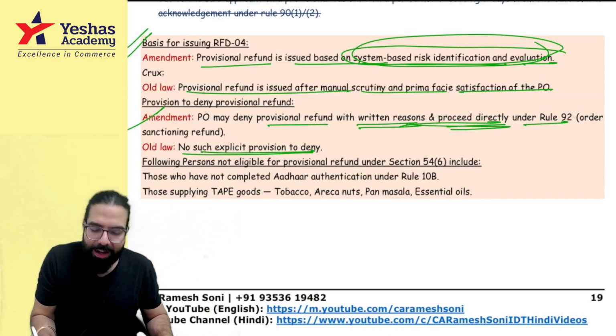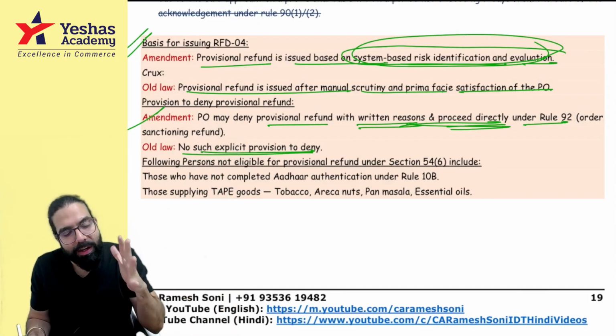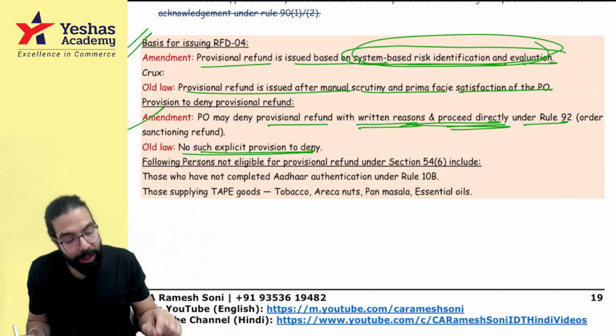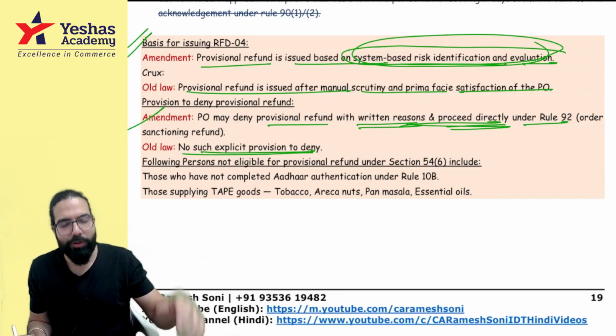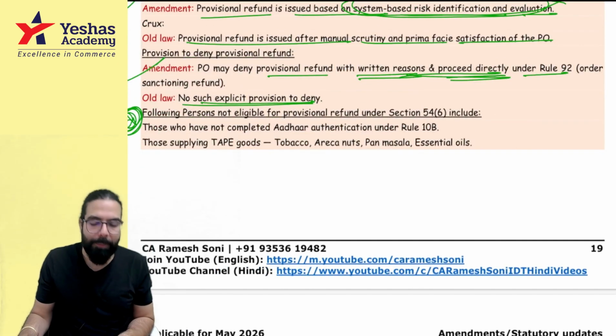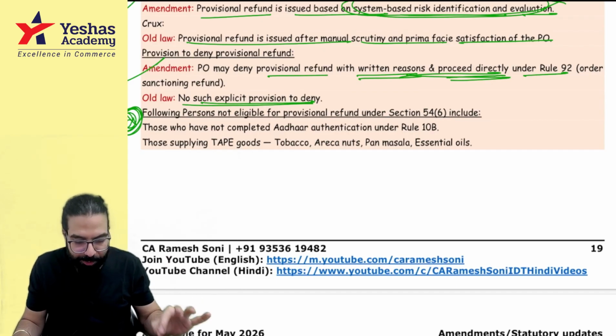Now, for denial, if the officer wants to deny and say, we will give you final refund only, will not give any 90% provisionally and all. If the officer wants, the officer can write down the reason why I am not giving provisional refund and reject. Go, get lost. Okay. Next. This, I believe, can be important from your exam point of view. Who will not be given provisional refund? Who will not be given provisional refund?